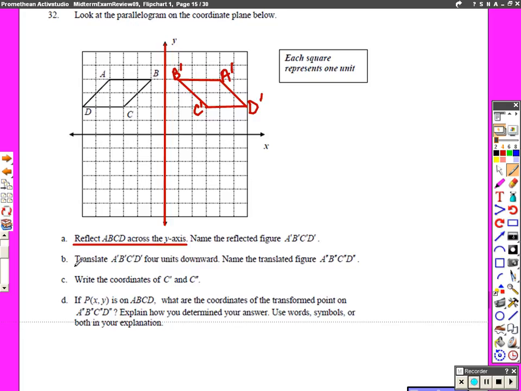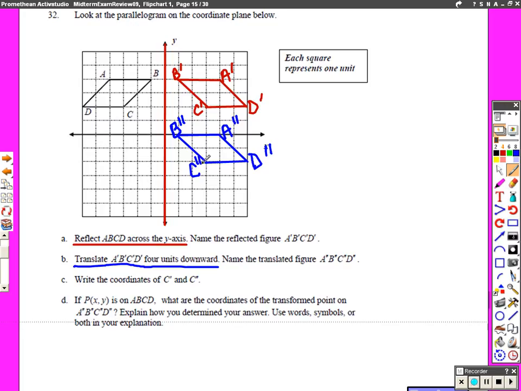32B. Now we're going to translate this down 4 units. So to move this guy down 4, all I would do is just count down 4. 1, 2, 3, 4. Here's where D will be, which puts A there, which puts B there, and C there. And to distinguish between A, B, C, D, and our second section, A prime, B prime, C prime, D prime, we're going to label them with double prime, I think you'd call it.